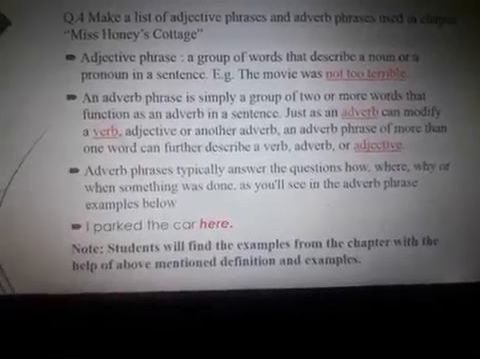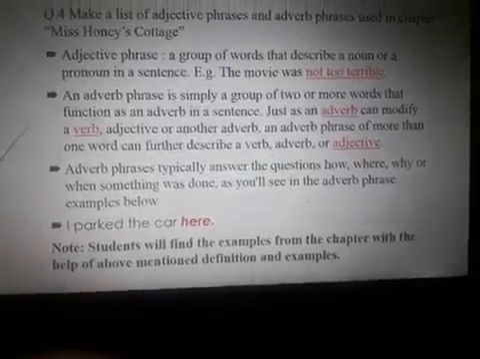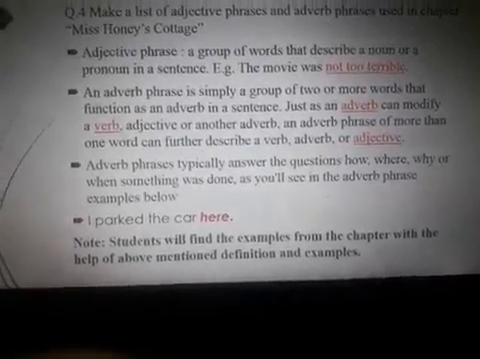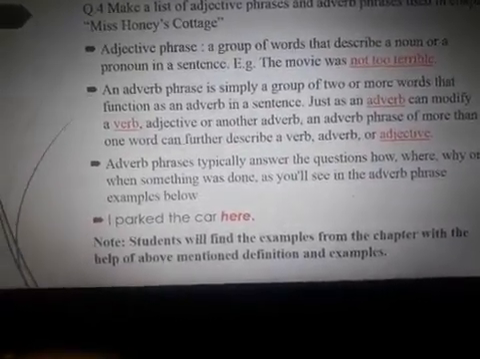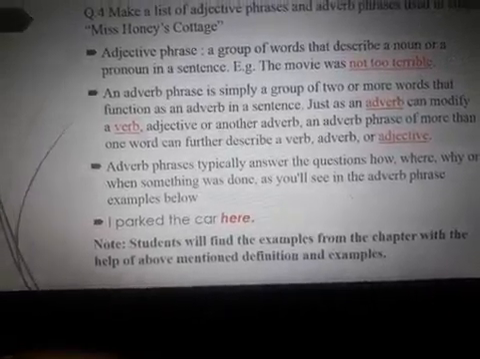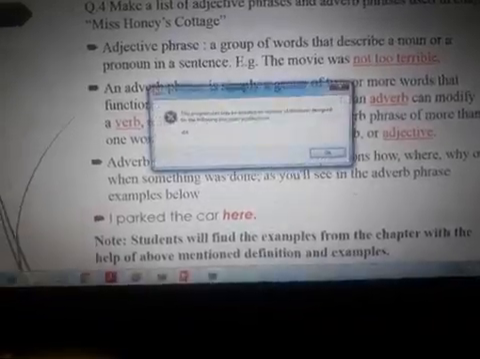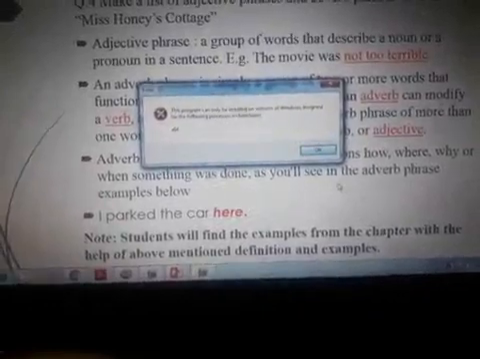An adjective phrase is a group of words that describes a noun or a pronoun in a sentence. For example, the movie was not too terrible. Not too terrible is explaining the word movie, that it was not too bad. So the adjective phrase will be talking about the nouns or the pronouns in a sentence.